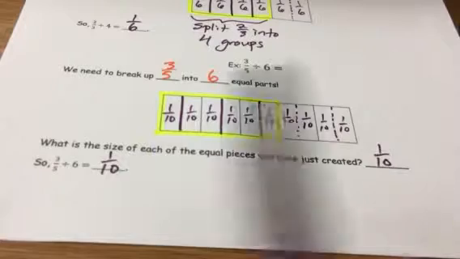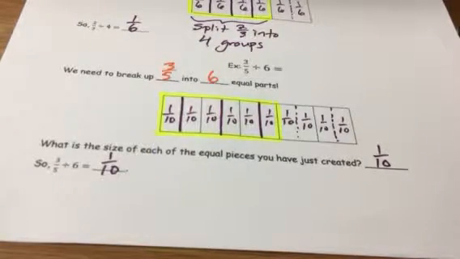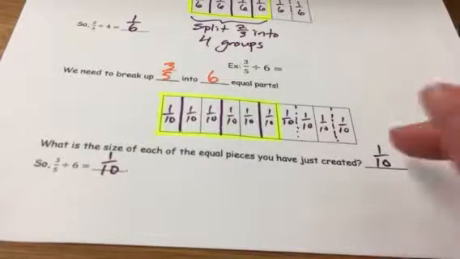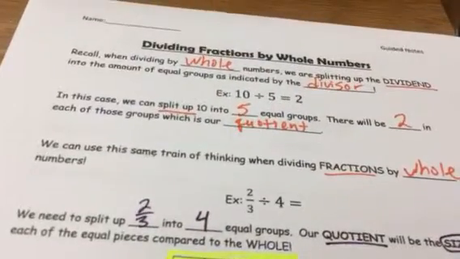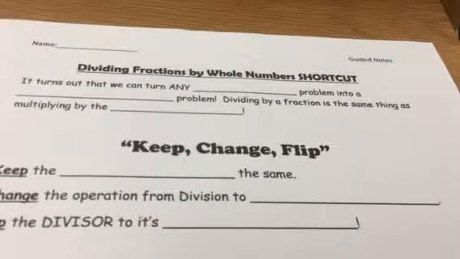Now again, as we're learning, while we love models and it really helps things make more sense, having a visual, we don't always have the time to draw pictures. So there is a shortcut, and it is the same shortcut that we used when we were dividing whole numbers by fractions. We can divide fractions by whole numbers by using keep, change, flip.